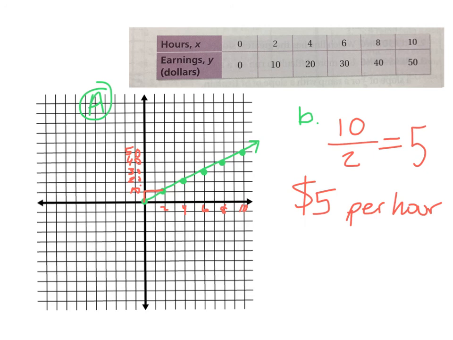I'll give you a minute. All right, here. So we use 0 and 2, 10. What's 2 other points we could use? 2, 10. Yeah, we used that point. So let's use another one. You want to use 4 and 20, and then what? 30 and 6, I think. Okay, so we're going to use those 2 points.